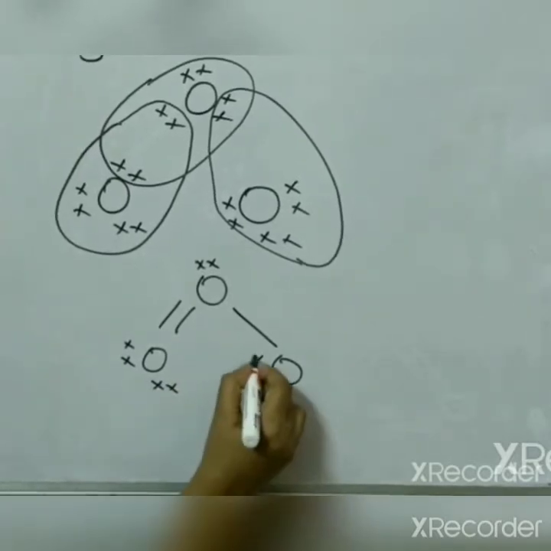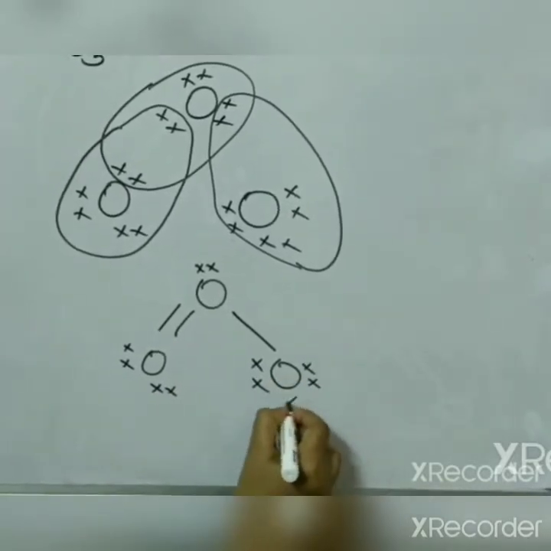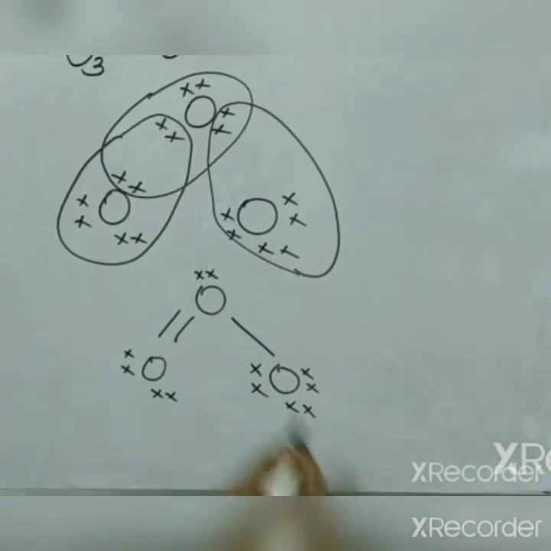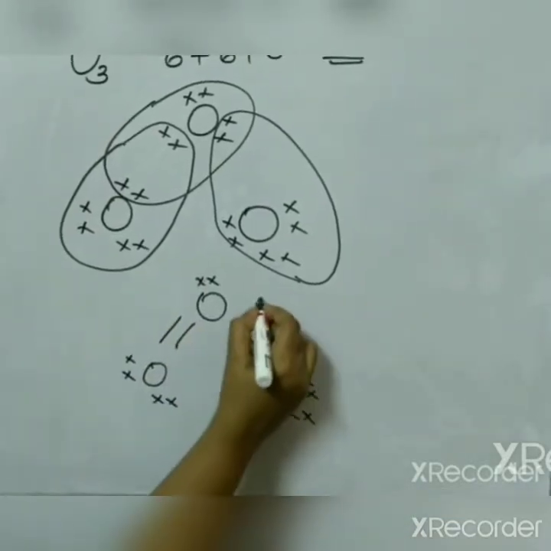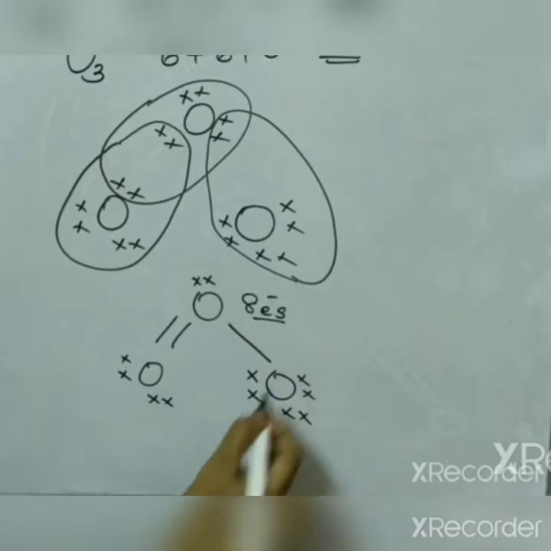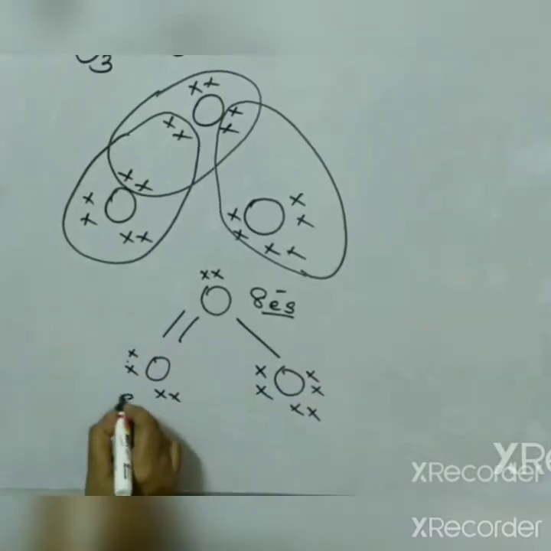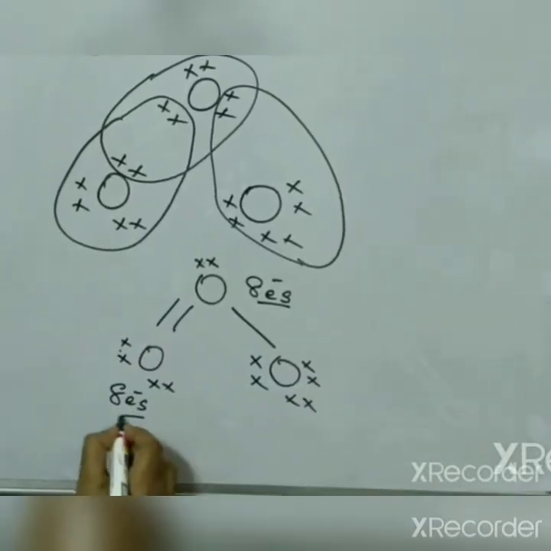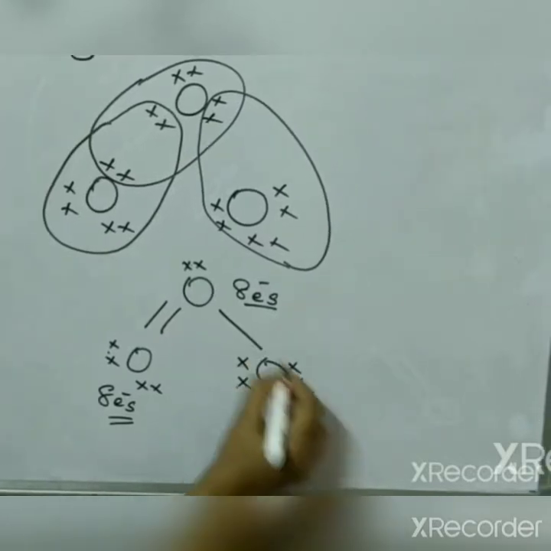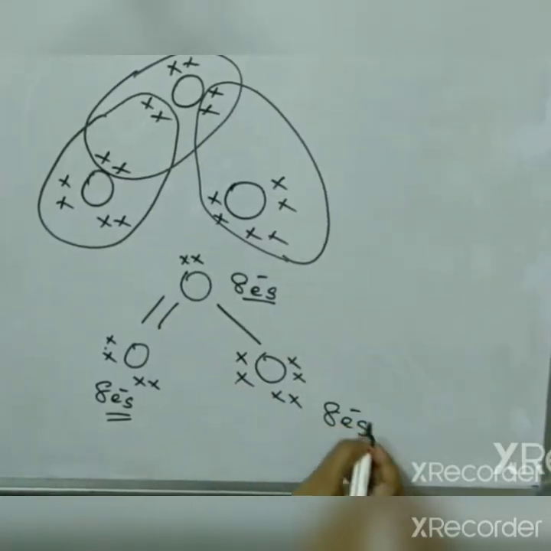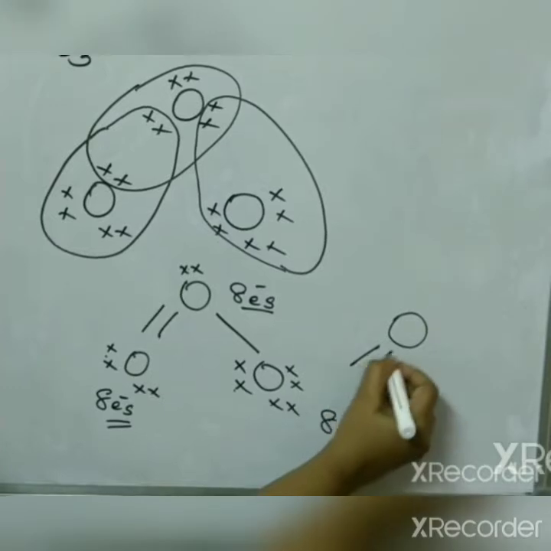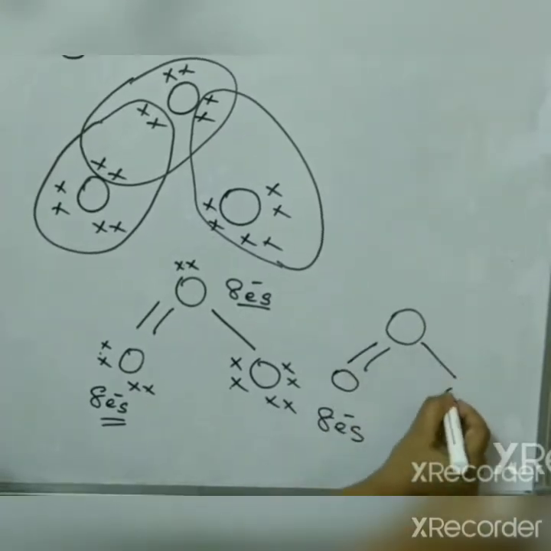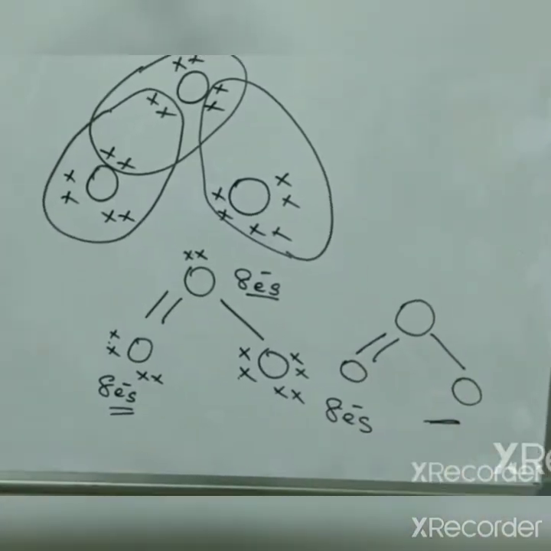You can see that certain electrons are not involved in bonding. Those are shown separately. When you take the total number of electrons around each oxygen, you will get it as 8. The electrons which are not involved in bonding are known as lone pairs of electrons. So, we have both bond pairs of electrons and lone pairs.